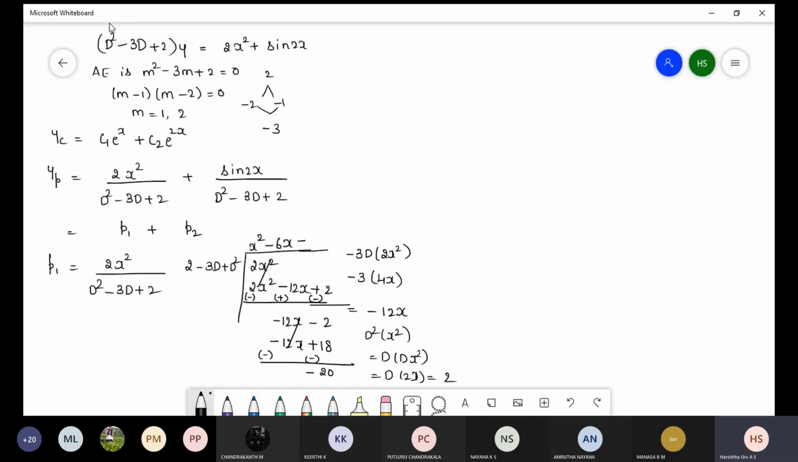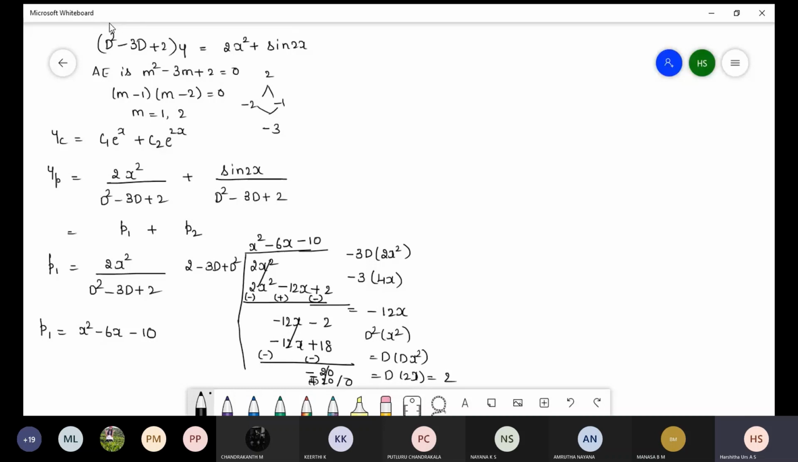So here minus 20, because minus 2 minus 18. Multiply with minus 10. 10 into 2, 20. Here change the sign, we get plus. So P1 is equal to x square minus 6x minus 10. This is the solution for P1.